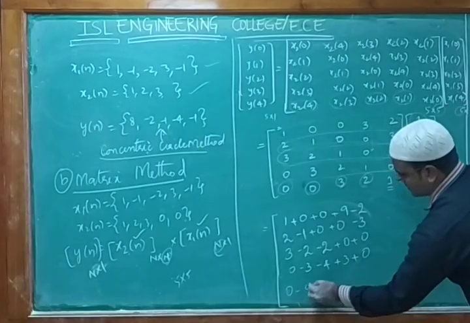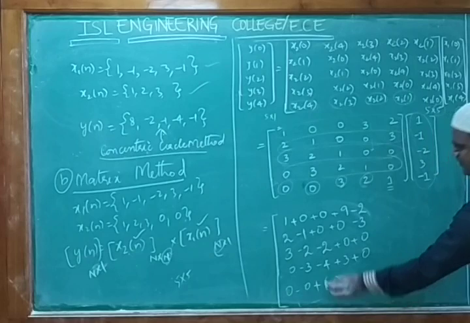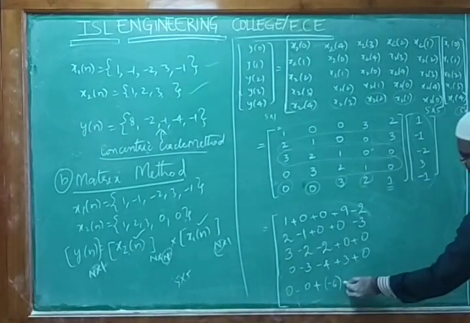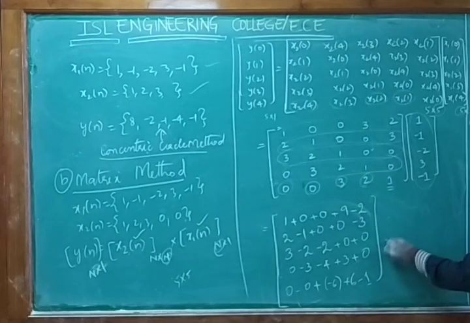So 0 minus 0 plus 3 2s are minus 6. Next 2 3s are 6. Then 1 minus 1s are minus 1. So what are the elements we are getting? So 9 plus 1 it is 10, 10 minus 2 it is 8.